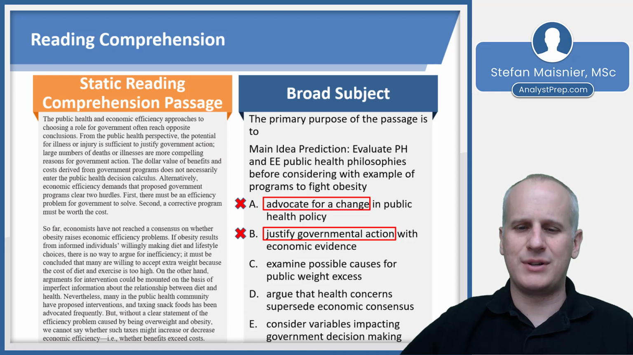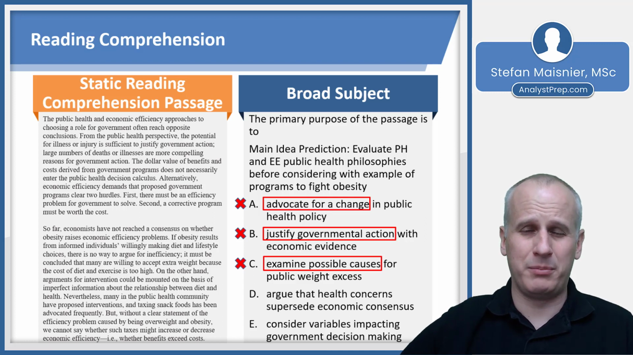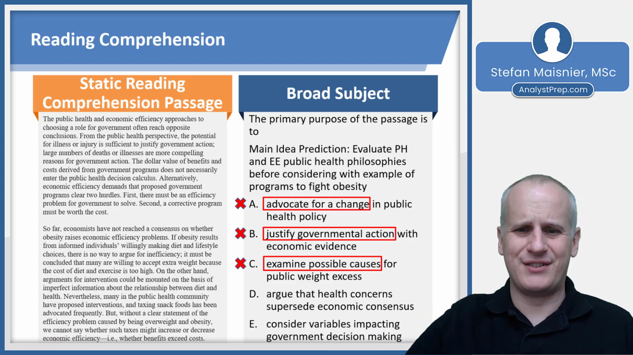Then we've got choice C, examine possible causes for public weight excess. We're not actually doing that at any point. And maybe you could convince me that A or B would be kind of a squiggle if you were a little bit unsure. But choice C, there's nothing about the causes for the obesity. It's just evaluating whether government should or should not intervene to combat obesity.